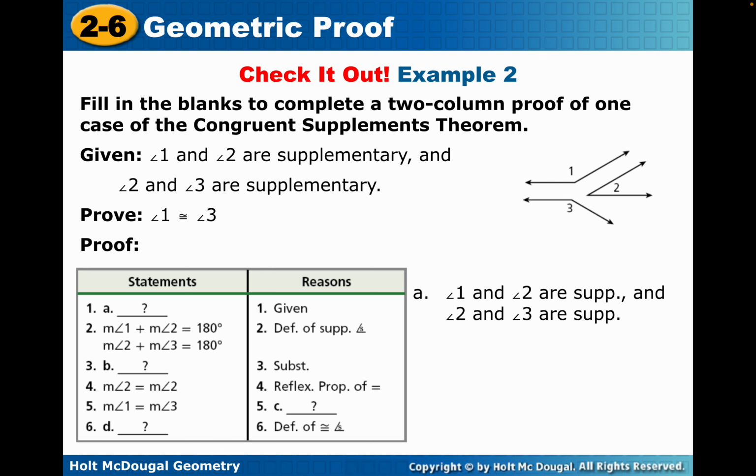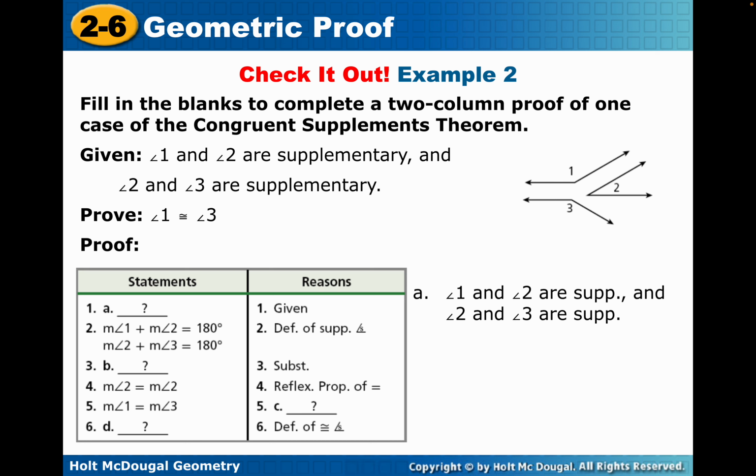Angle 1 and angle 2 are supplementary, and angle 2 and angle 3 are supplementary. Okay, perfect. If you look at the next statement, it says the measure of angle 1 plus the measure of angle 2 equals 180, and the measure of angle 2 plus the measure of angle 3 equals 180. That's the definition of supplementary angles, so we're just explaining what supplementary means.